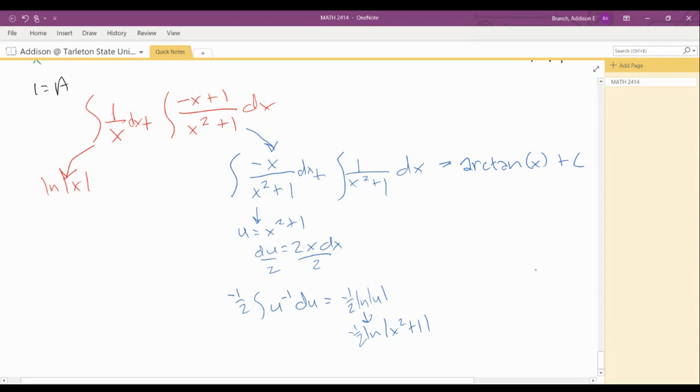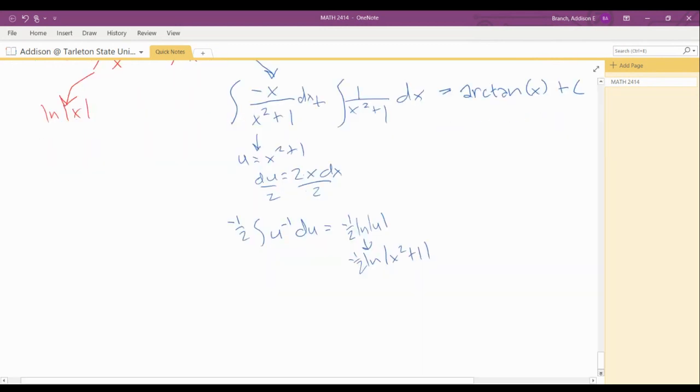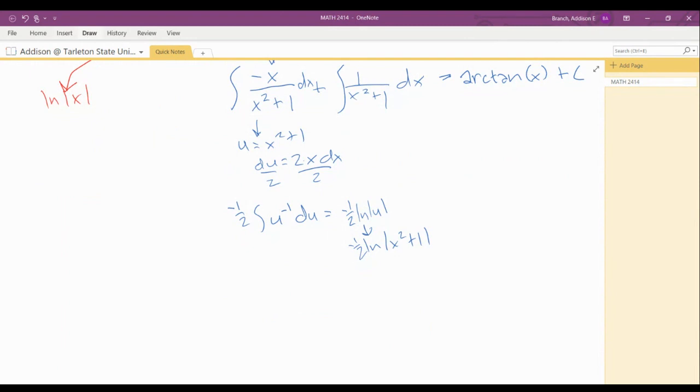So for this one, our final answer is going to be the natural log of x plus arctangent of x minus 1/2 times the natural log of (x squared plus 1) plus C.